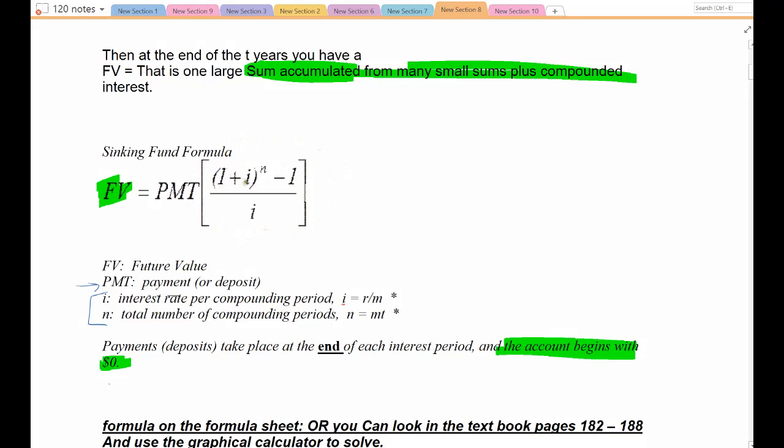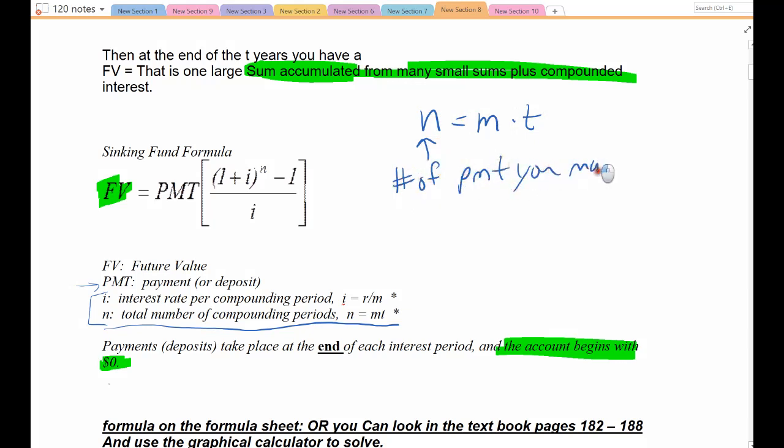And so inside here is your 1 plus I, and I is the interest rate per compounding period. So remember, we find that by taking our interest rate divided by M, the compounding period. N is the total number of compounding periods. And now N is actually very significant. All right? It's the same N that's in the TVM solver. It's our compounding period times time. And what N represents is the number of payments you make over the time. So that's going to be important when we go to figure out interest. So if I took N times the PMT, that's the total amount of your payments.